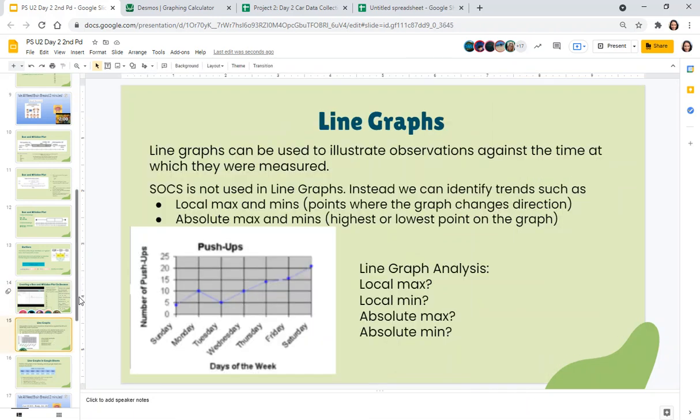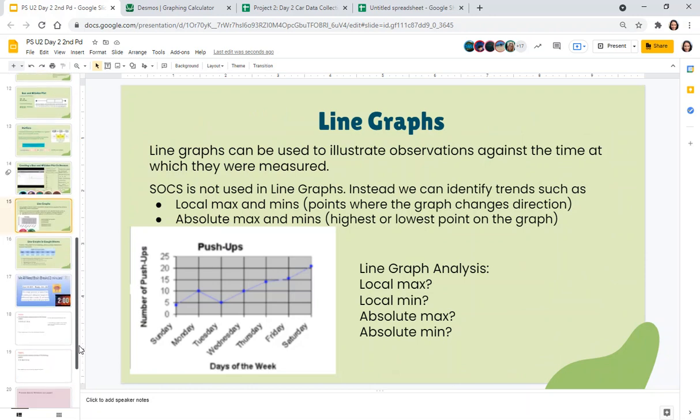Okay. We're gonna talk about line graphs, and then after we talk about line graphs, I'm gonna give you guys some problems. We'll do some together, and some you'll do on your own for box and whiskers. So line graphs can be used to illustrate observations against the time at which they're measured. You do not use SOCs for line graphs. We're going to talk about local maximums and minimums, absolute maximums and minimums, and also overall trend, which is not on here, but I'm adding it.